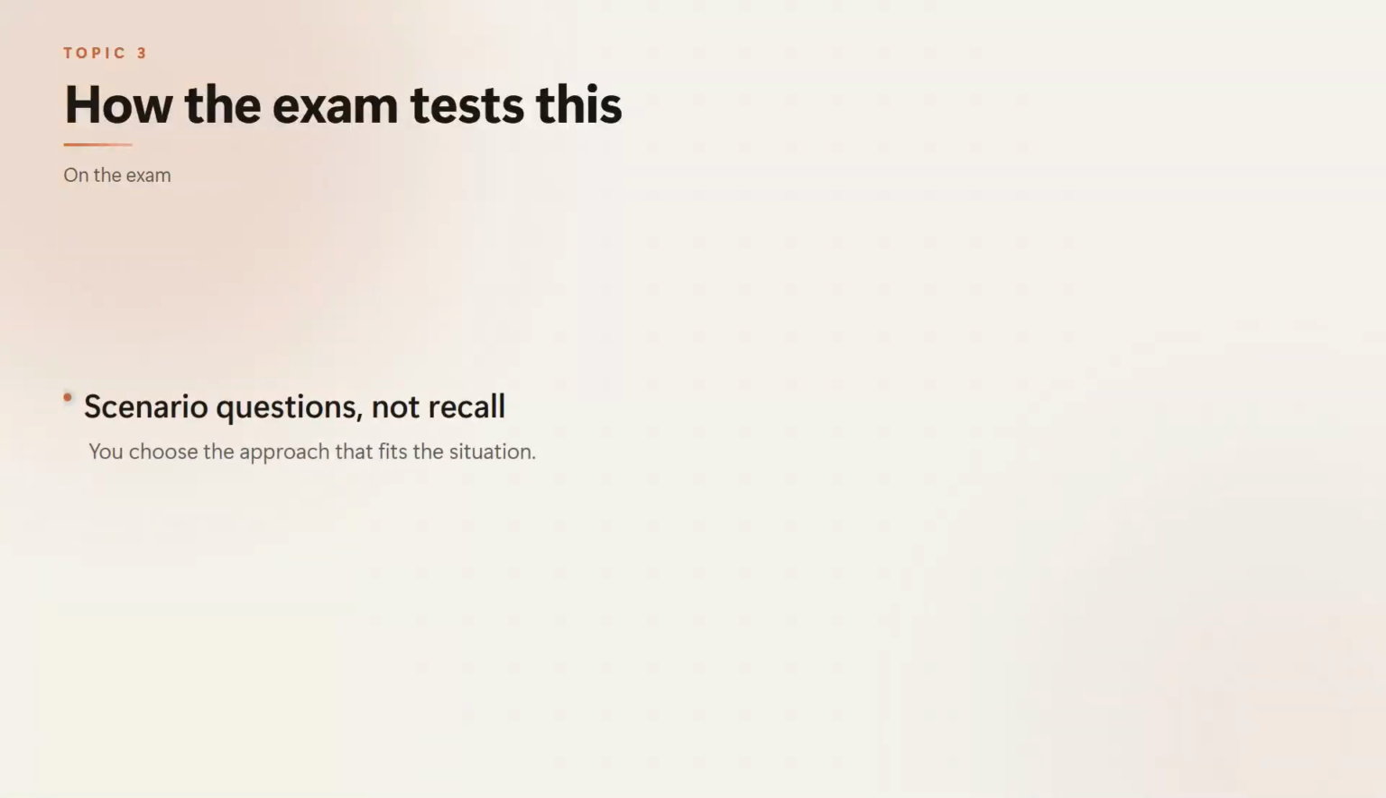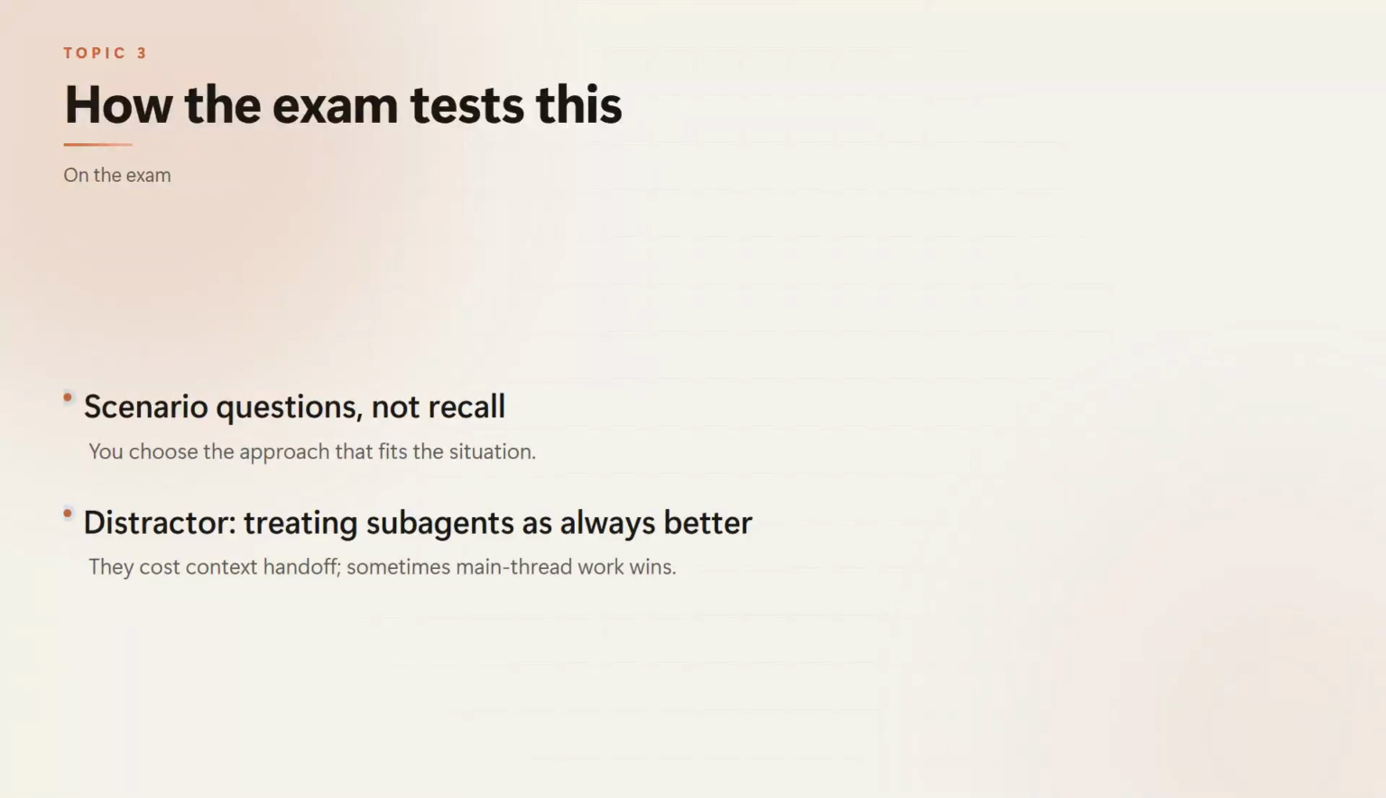On the exam, you will see a scenario and be asked which approach fits. The distractor that catches people is assuming subagents are always the right answer. They are not. If the task requires shared context or frequent interaction, keeping work in the main thread is correct. The exam is testing whether you can state why one approach beats the alternatives, not whether you remember a definition. This is testcraft. Read the scenario for the communication pattern, not for the keyword delegate.